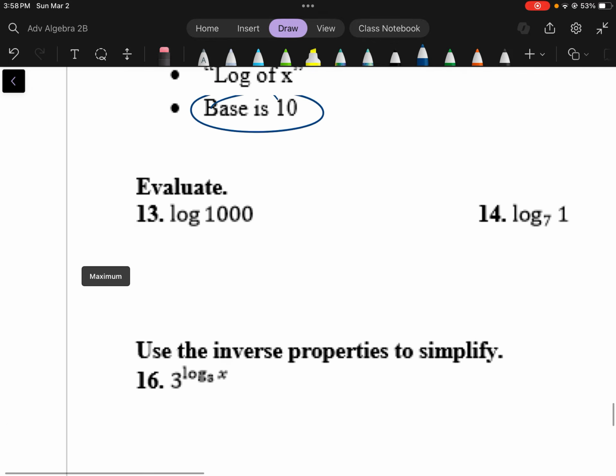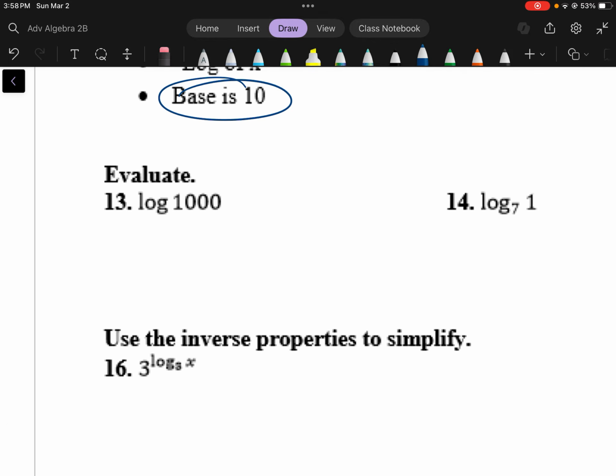Okay, so if I look at number 13, and I need to evaluate, there is no base written, which means it has to be a 10. So this is like saying 10 to the what equals 1,000. Well, we know 10 times 10 is 100. So 100 times another 10 would be 1,000. So that means x has to be 3. It's going to have to be a 3.